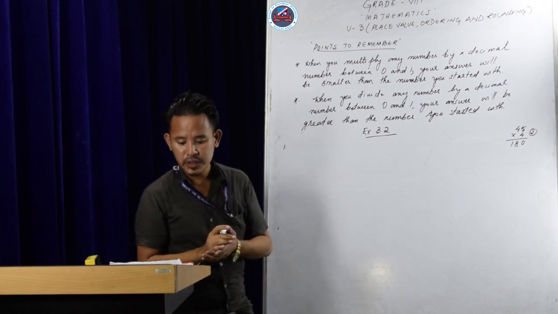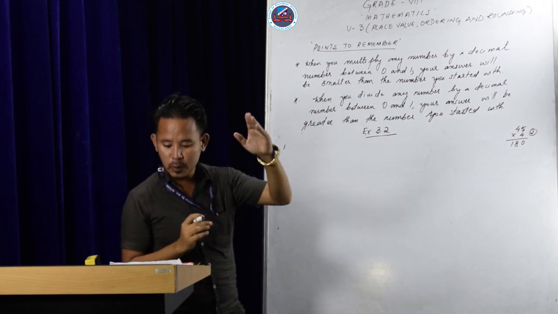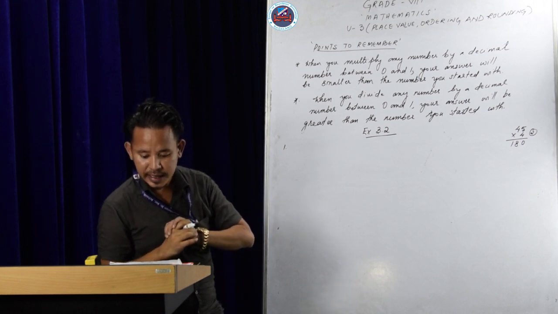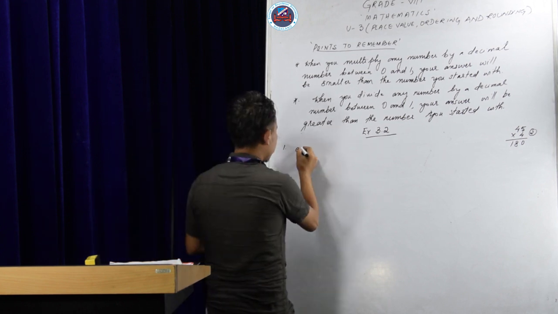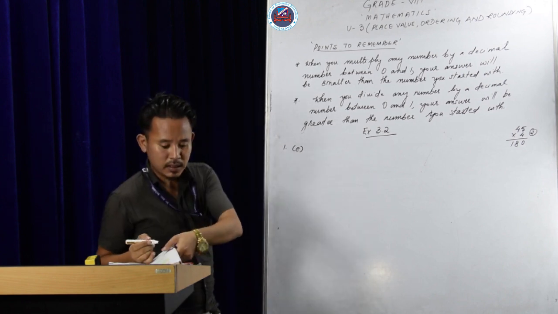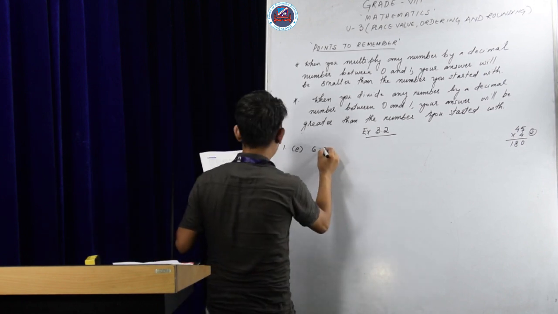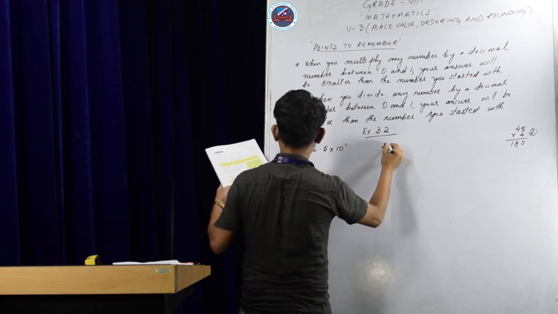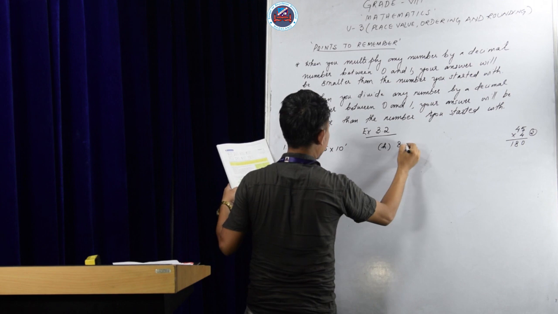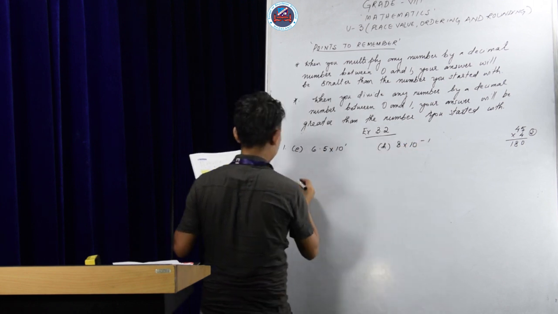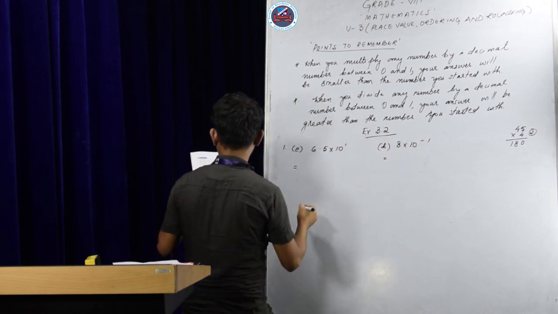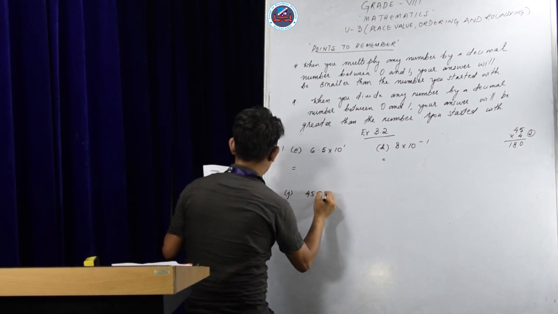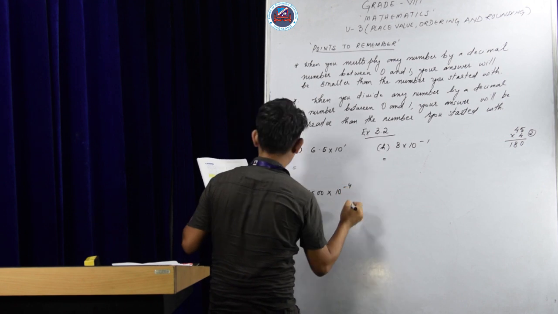3.2. The first question, work this out. From question number 1, I'll be doing question number E, H, and J. Question number E, which I have selected, it is 6.5 into 10 to the power 1. H, 8 into 10 to the power minus 1. And J, that is 4500 into 10 to the power minus 4.